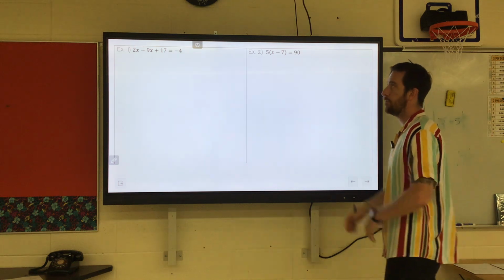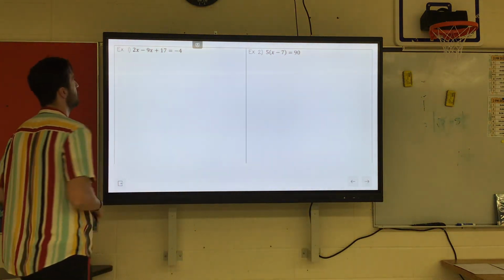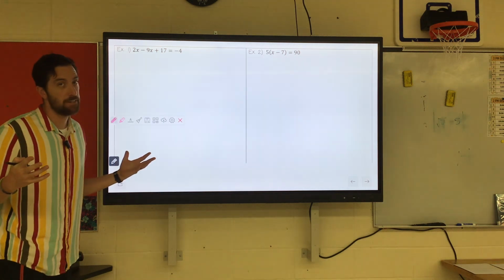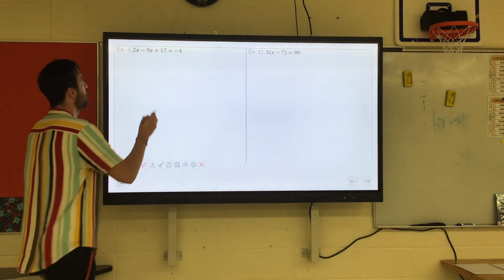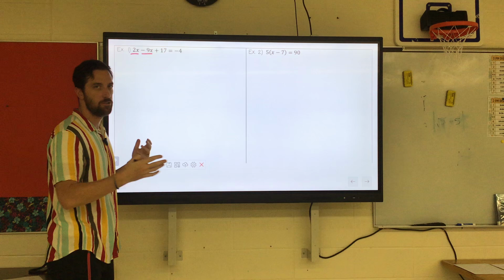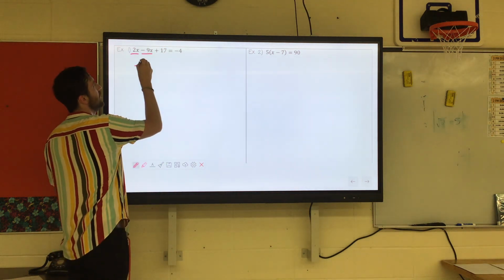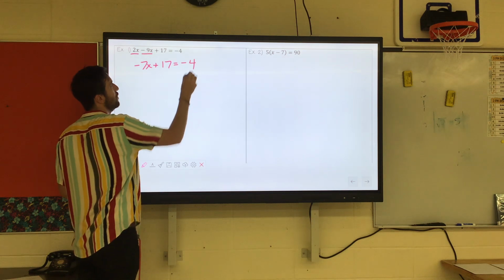Here we go, example 1. There are no parentheses, there's nothing to distribute. So are there any like terms we can combine on the same side of the equal sign? And you're like, yeah, dude, we got 2x minus 9x. We could combine that. 2 minus 9 is negative 7, so negative 7x plus 17 equals negative 4.